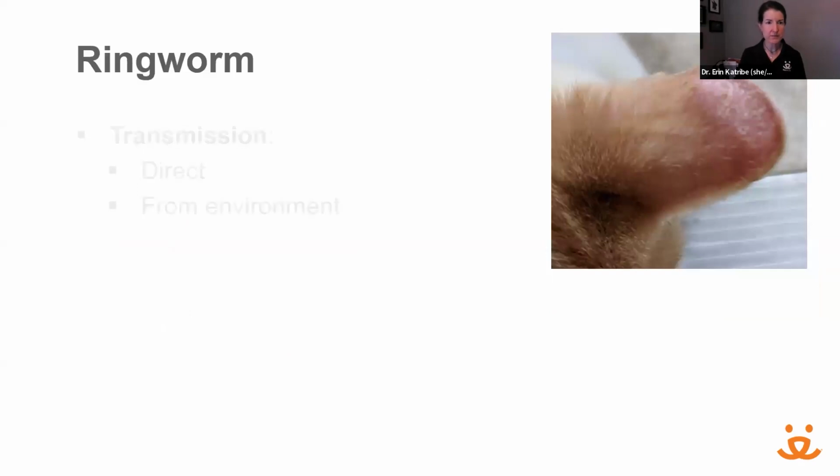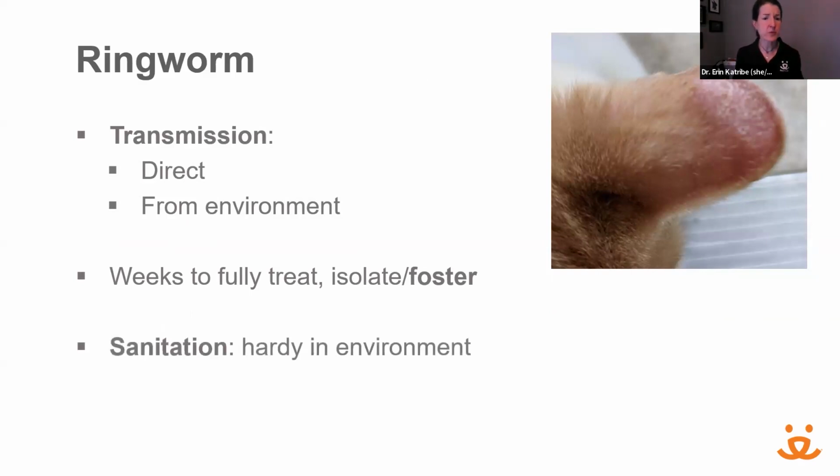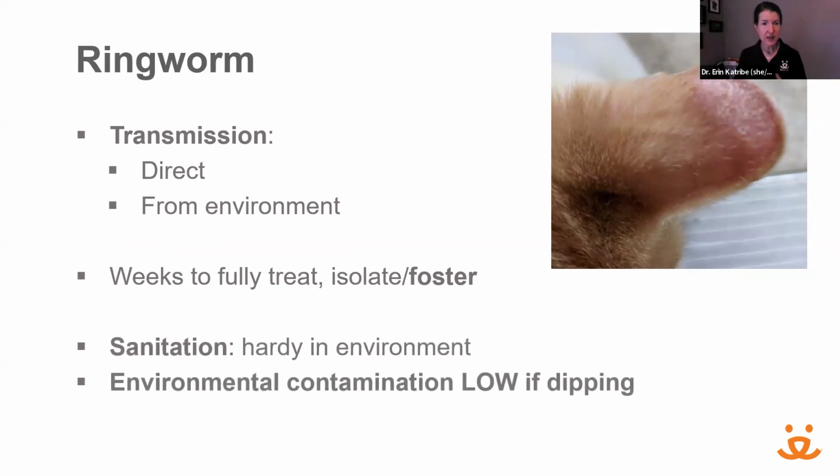Okay, last is ringworm. Transmission here, direct or from the environment, also very hardy in the environment. We know, right, this can take weeks to fully treat, and we do need to keep these cats in isolation. I strongly encourage you to consider foster care. Ringworm spores are hardy in the environment, but I will also tell you, don't be afraid of designating ringworm isolation space, because if we're dipping cats, that environmental contamination is actually quite low. So we need to take precautions, but we don't have to be afraid of ringworm.